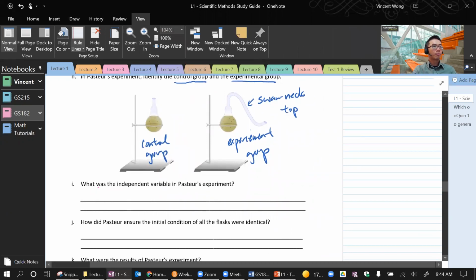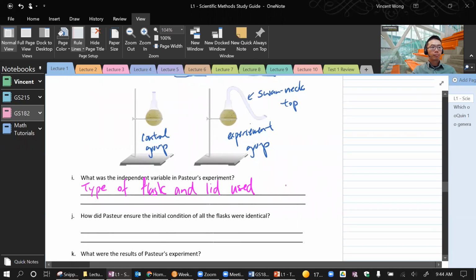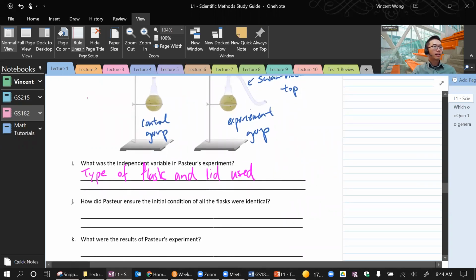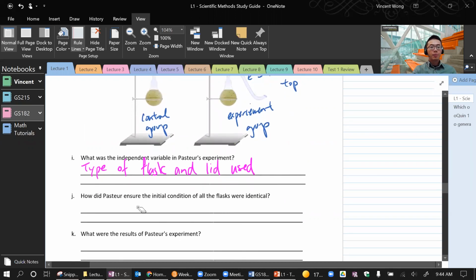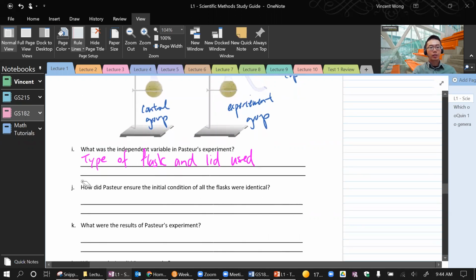Well, it's very similar to the previous one, right? It is the type of flask and lid used. Okay, so no lid, swan neck lid. Yeah, exactly, right? People are answering in the chat. Very good. How did Pasteur ensure the initial condition of all the flasks were identical?